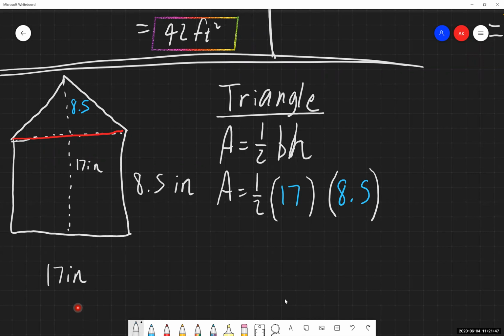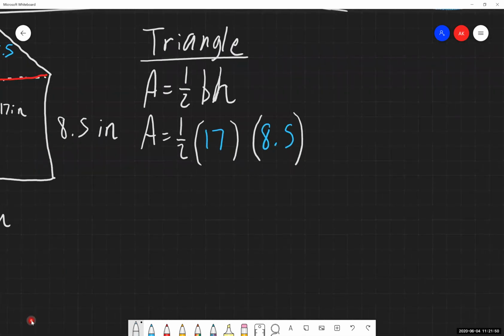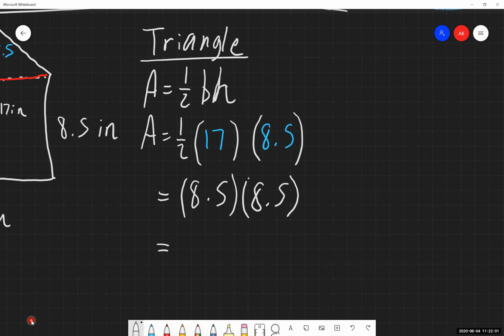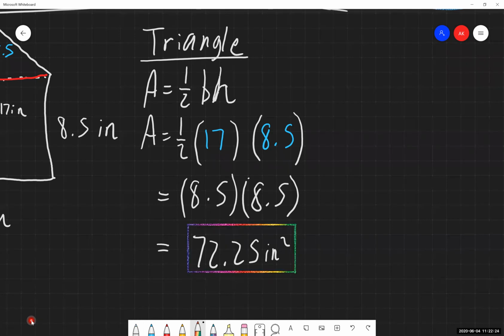And now I can go through and do some computations with this and determine it on my own. So 1/2 times 17, that's going to be 8.5. And then 8.5 times 8.5. I'm doing that off screen with a calculator. I hope I hit multiply, not add. There we go. So the area of the triangle portion of this shape is going to be 72.25 square inches. Okay? So we're not done, but we have a part of our final answer.